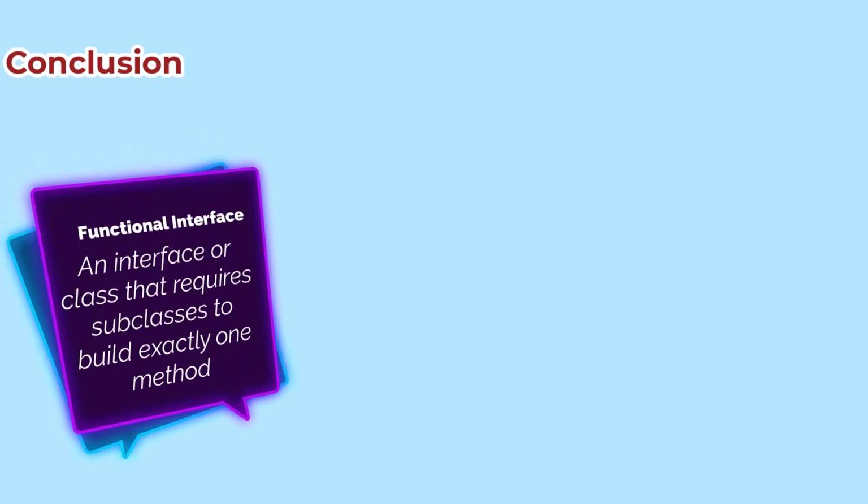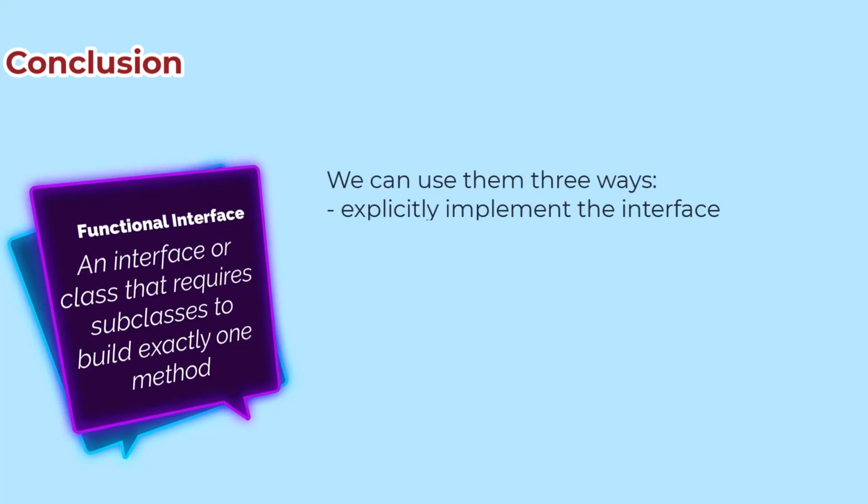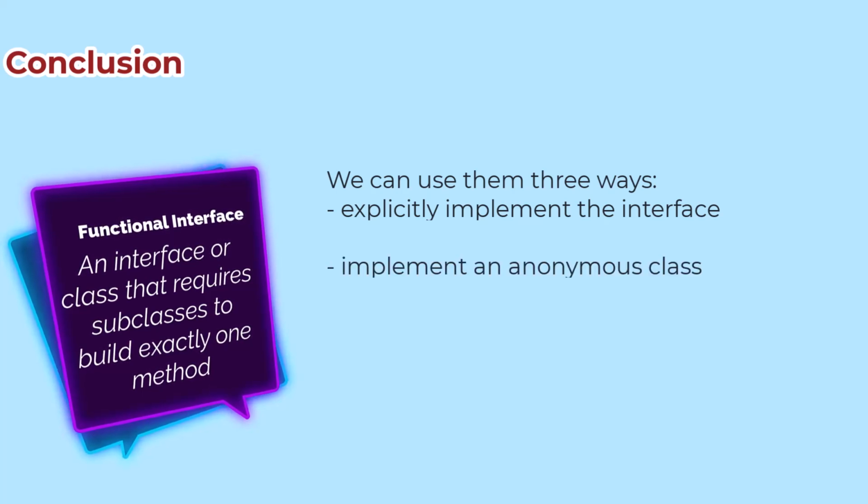So, a functional interface requires only one method to be written by the classes that implement it, and they let us pass snippets of code around. There are 3 ways the caller can pass the code into your method. Explicitly implement the interface, like we did with dog predicate, implement an anonymous class, or write a Lambda expression, which is just syntactic sugar that simplifies how we code that anonymous class.